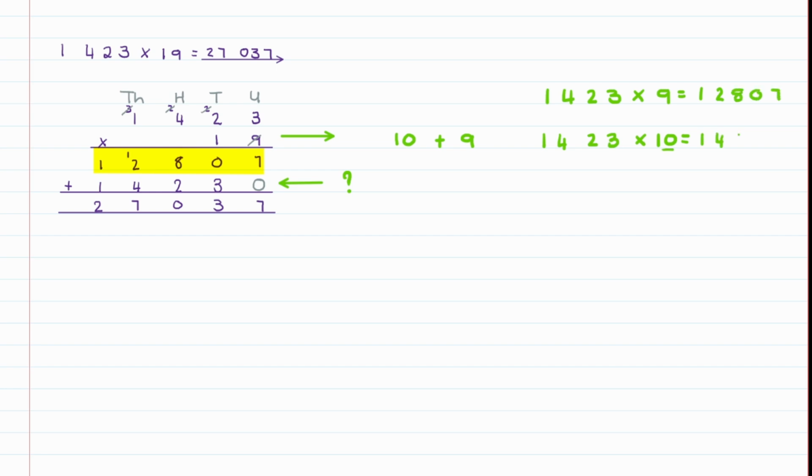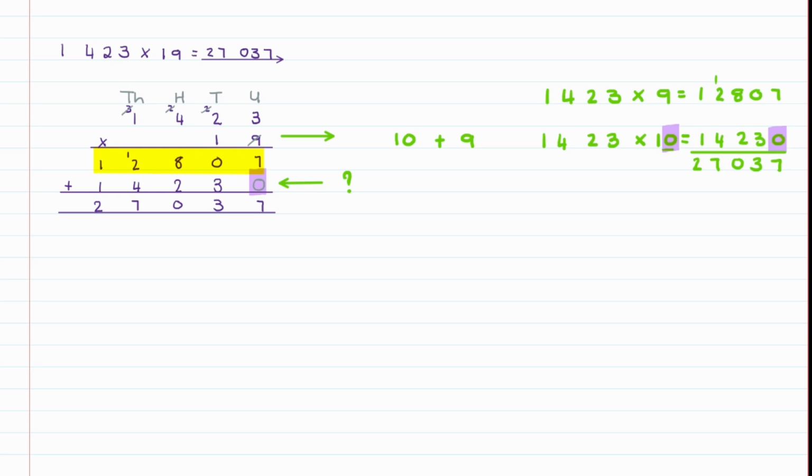But have a look at what happens when we multiply by 10. Because we are multiplying by 10, we know that we just add a 0 at the end, giving us 14,230. And there you have it. The 0 we write down comes from the fact that we are multiplying by 10, or a multiple of 10, which means that we just add 0 on the end, like we did in our answer here.